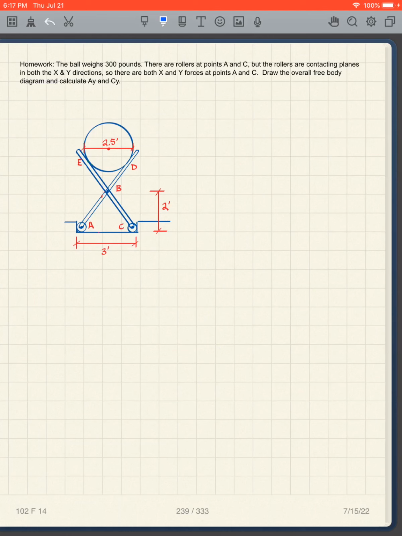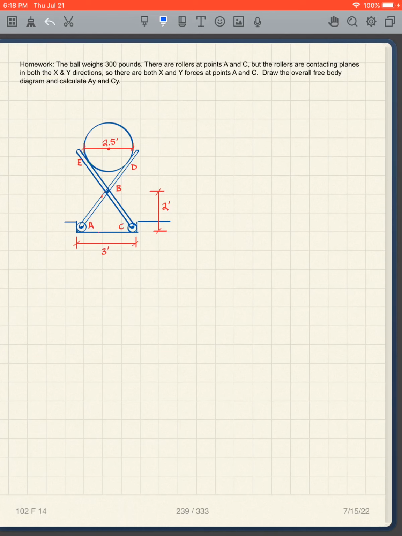I'm pointing this out because you may see a problem like this on the Fundamentals of Engineering exam or something like that, so you need to know how to handle this type of connection. We have both X and Y forces at points A and C. What I want you to do is draw the overall free body diagram and calculate AY and CY.